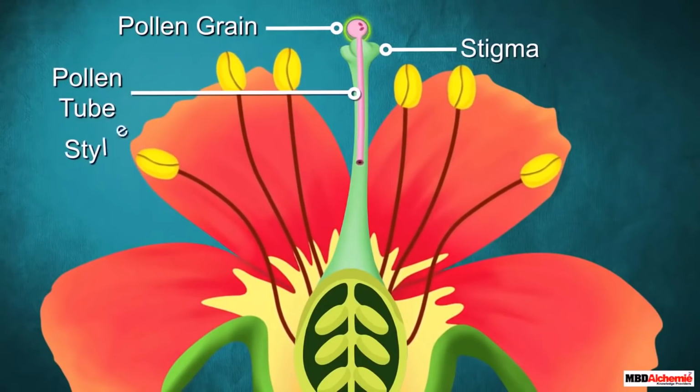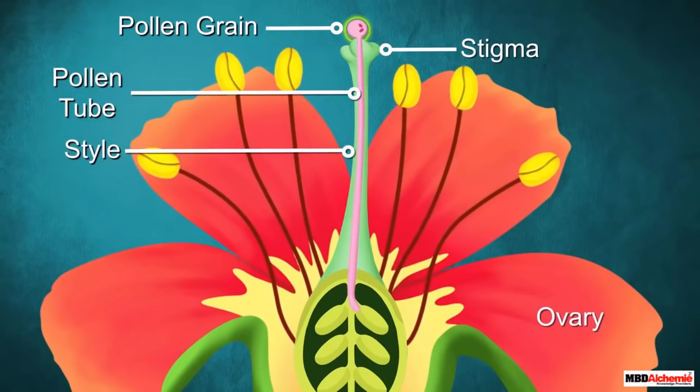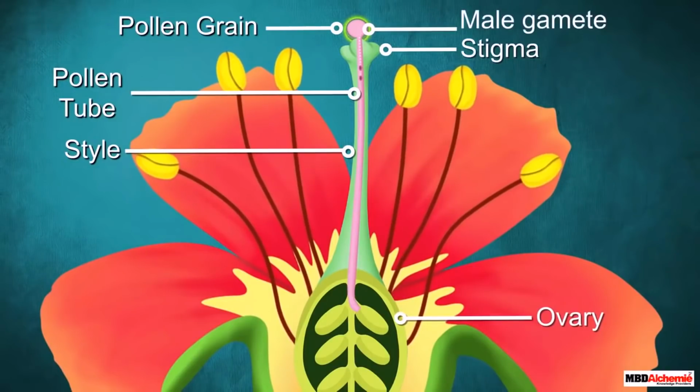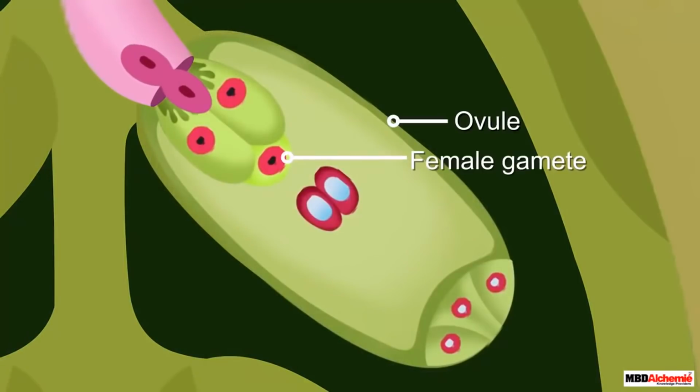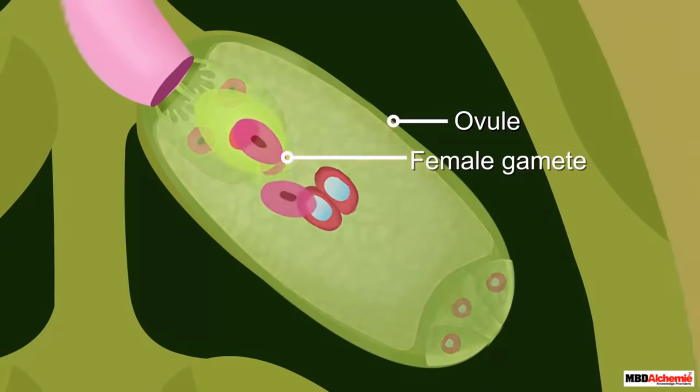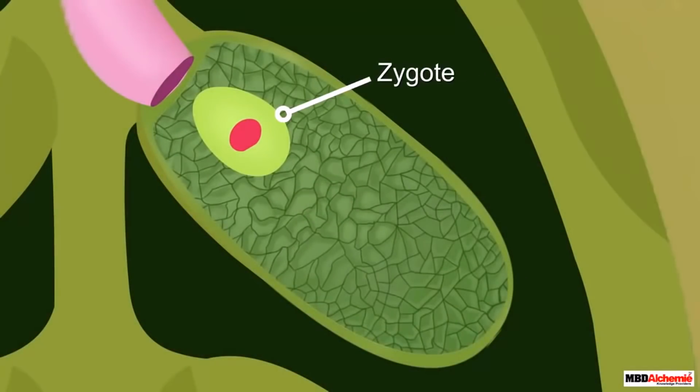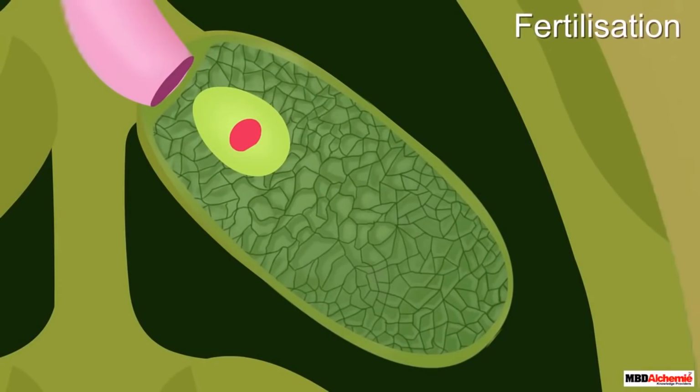This tube travels through the style and reaches the ovary. The male gamete from the pollen travels in this tube and reaches the female gamete present in the ovule of the ovary. After that, the male and the female gamete fuse together to form the zygote. This process of fusion of male and female gametes is called fertilization.